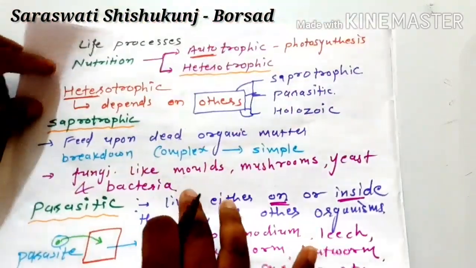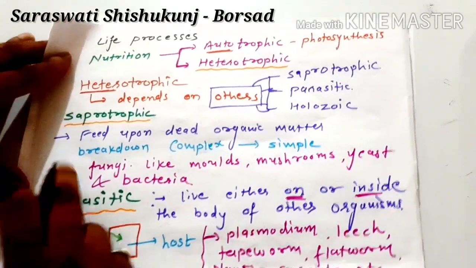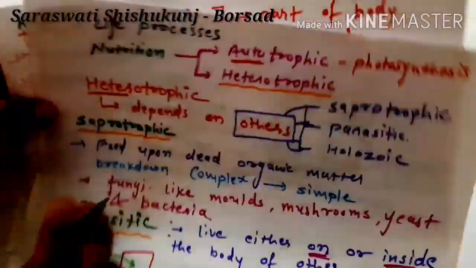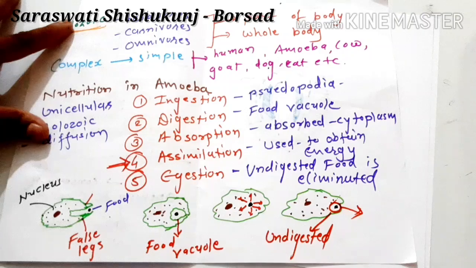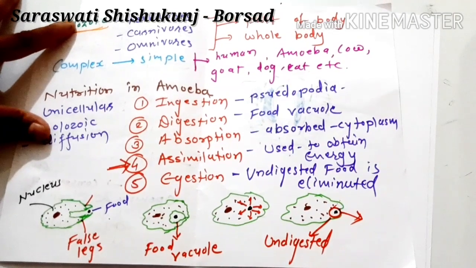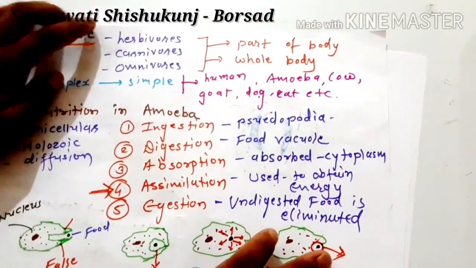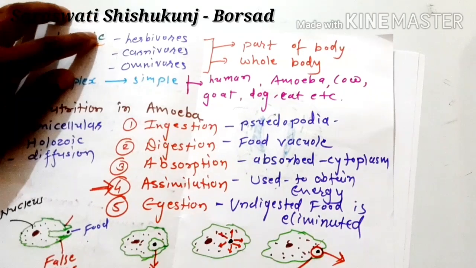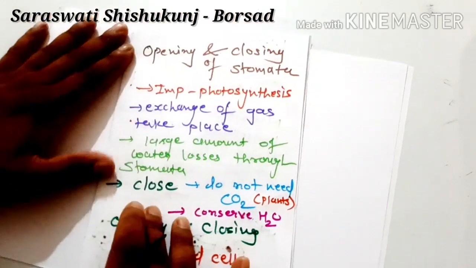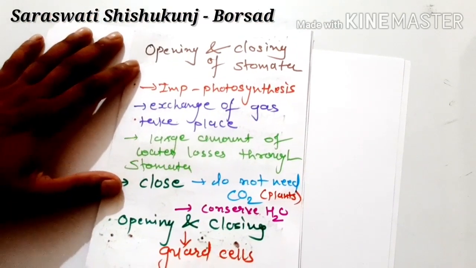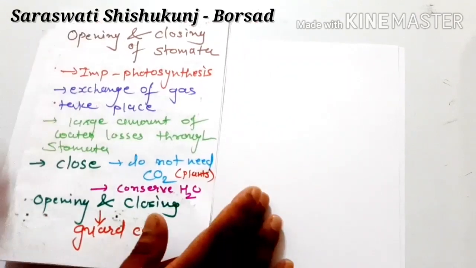Hello students, in the last lecture we discussed the heterotrophic mode of nutrition. In that we discussed saprophytes, parasites and holozoics, right? Also we discussed nutrition in amoeba, with the various steps like ingestion, digestion, absorption, assimilation and egestion. Also we discussed the opening and closing of stomata, right? So in the last lecture we discussed nutrition in amoeba.